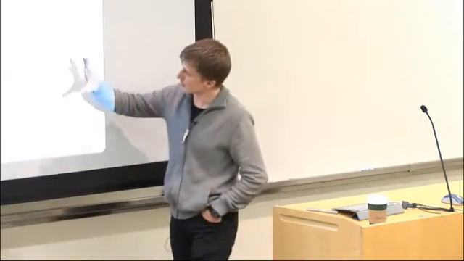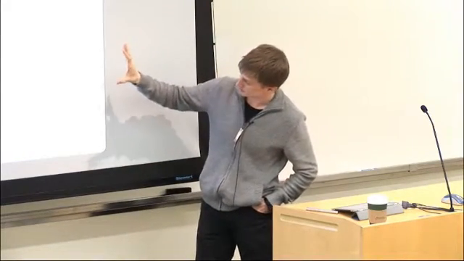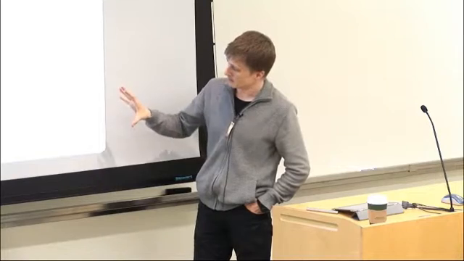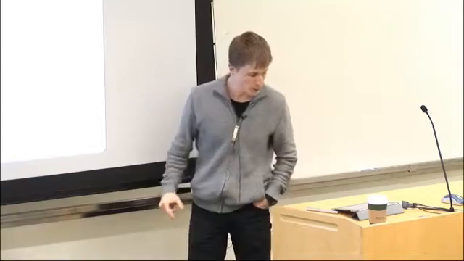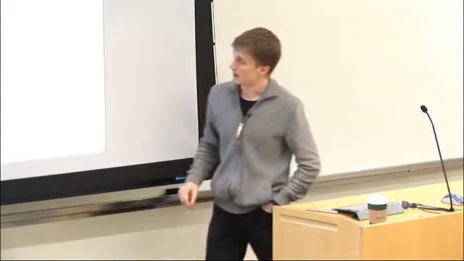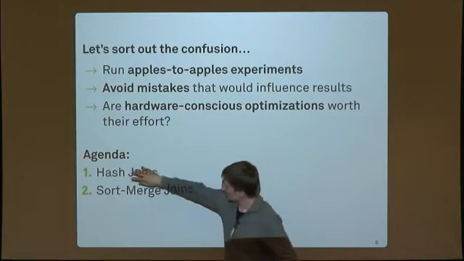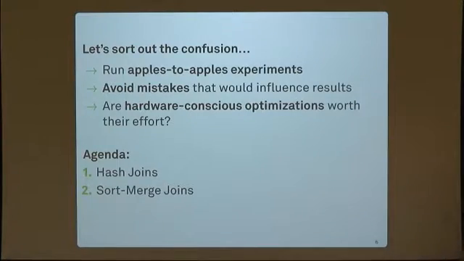So what I'm going to do is try to do apples to apples comparisons, and sketch a little bit the implementation details that we found out to matter, and in the end, try to draw a few conclusions about where we are in terms of the sort versus hash discussion. So the agenda for today is I'll first look at hash joins in more detail, then at sort merge joins, and then I'll compare the two. Okay.